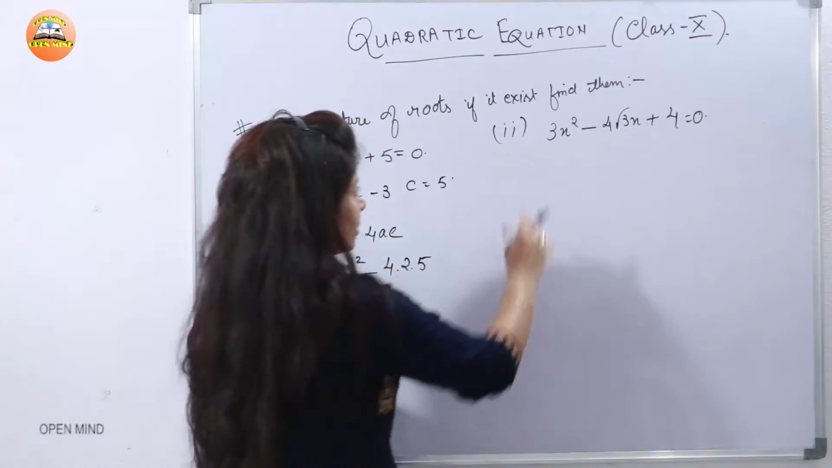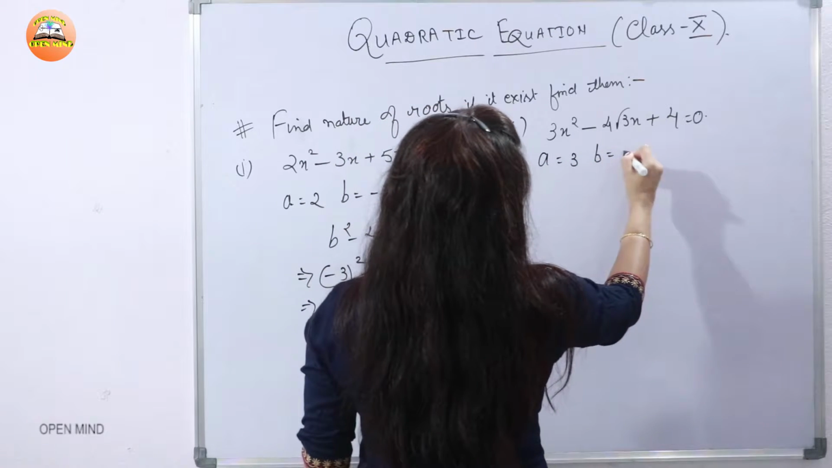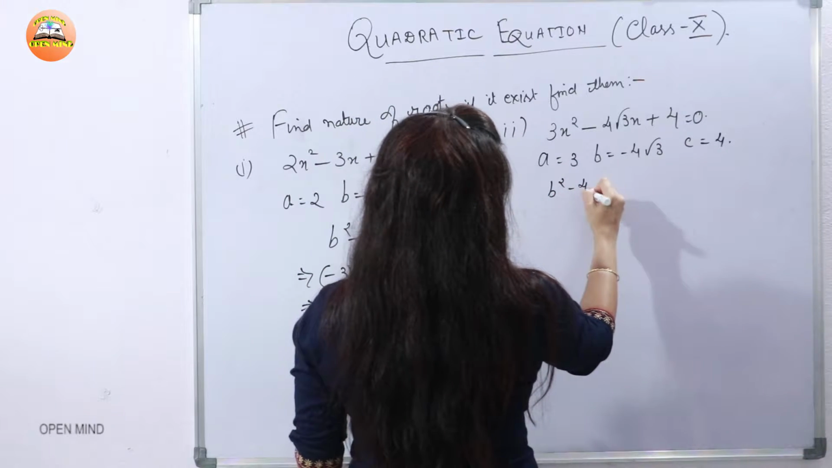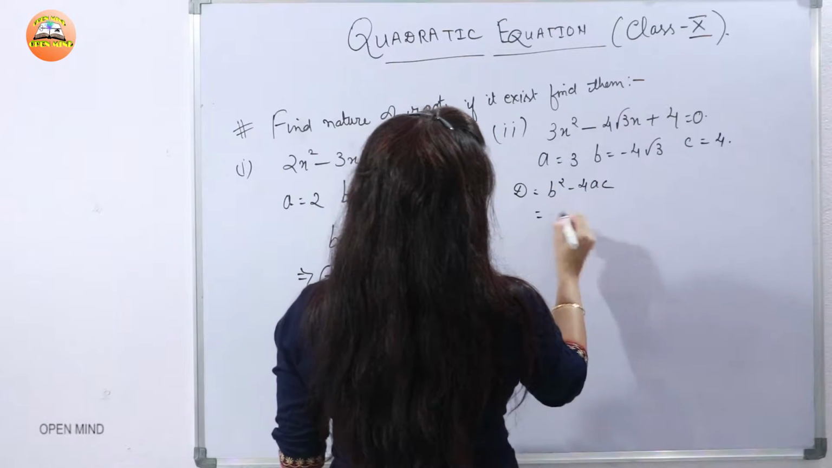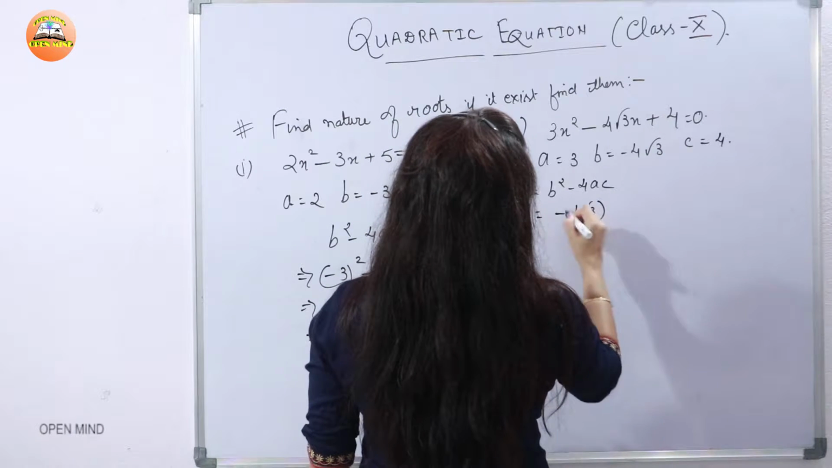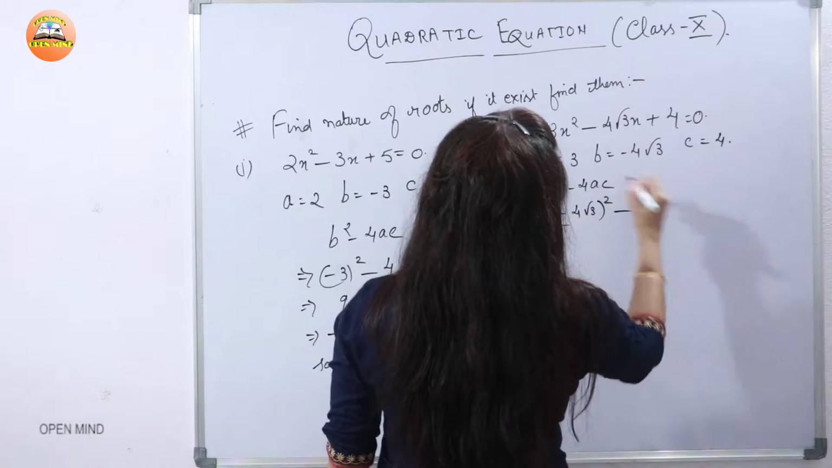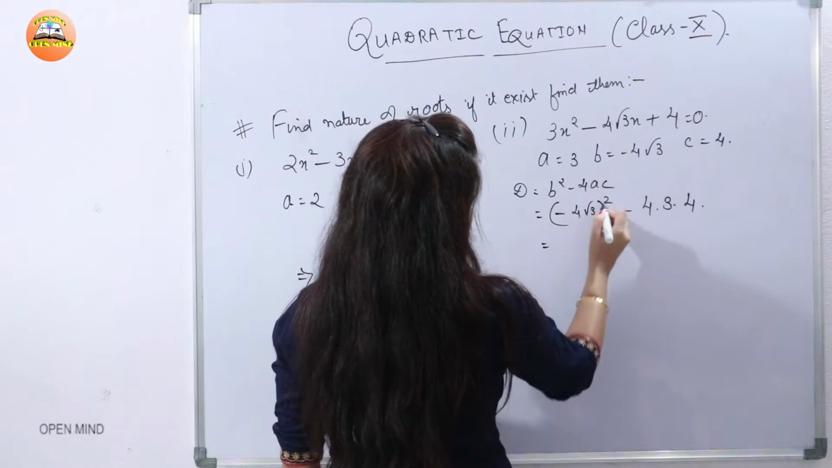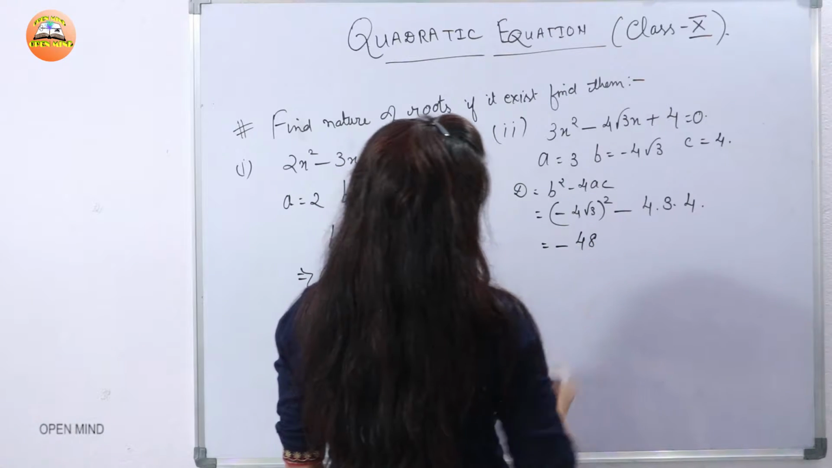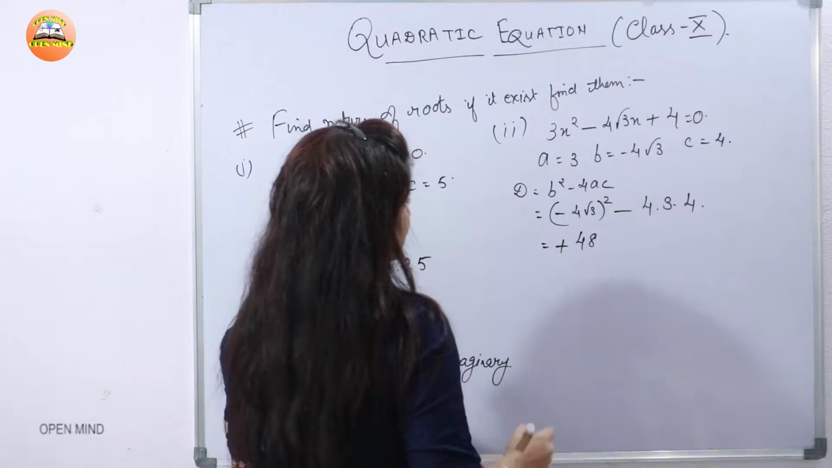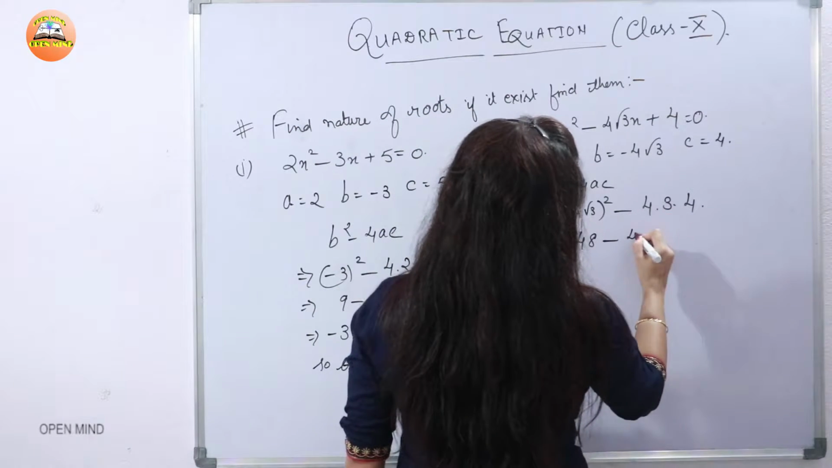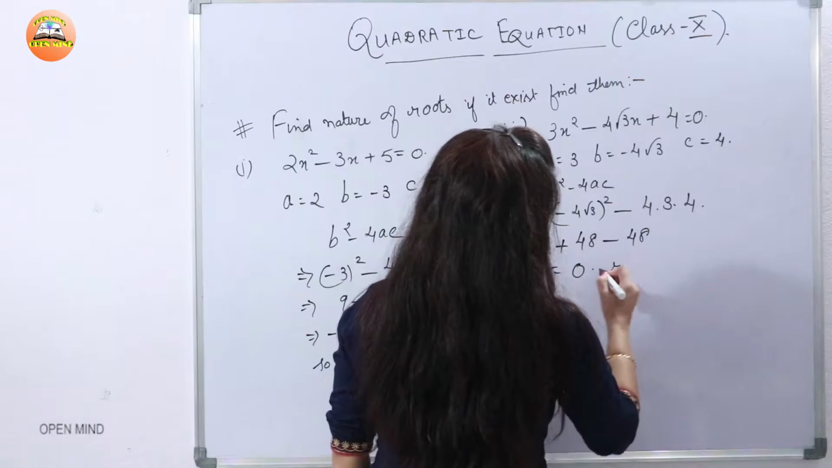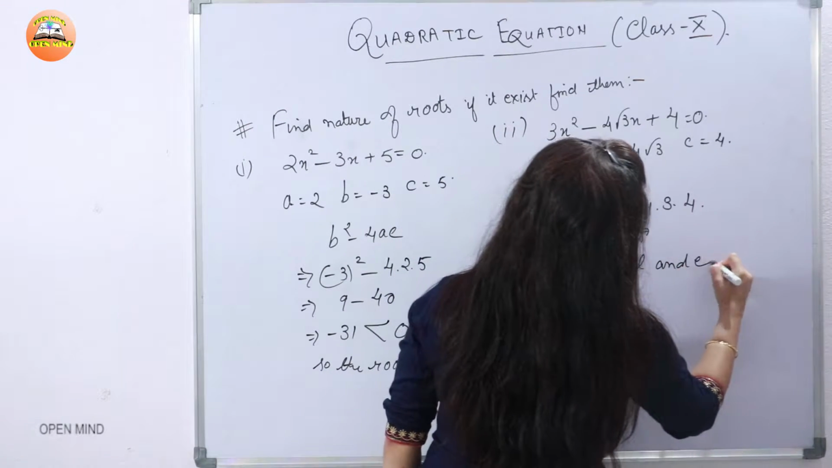So this is another question in which a is equal to 3, b is equal to minus 4 under root 3, c is equal to 4. So b square minus 4ac is our discriminant. That is b square, which is minus 4 under root 3 the whole square, minus 4 into a into c, and c is given to you as 4. So 4 fours are 16, 16 threes are 48. So we get here 48, minus 4 fours are 16, 16 threes are 48. So 48 minus 48 is 0. That means we will get real and equal roots.